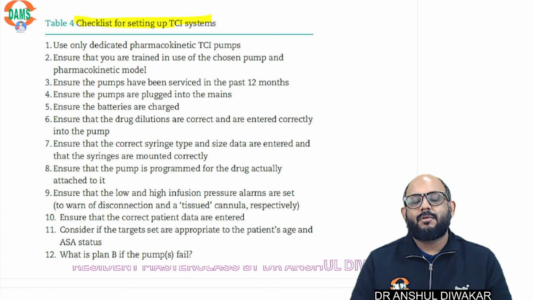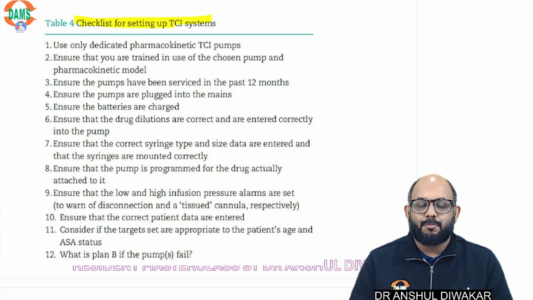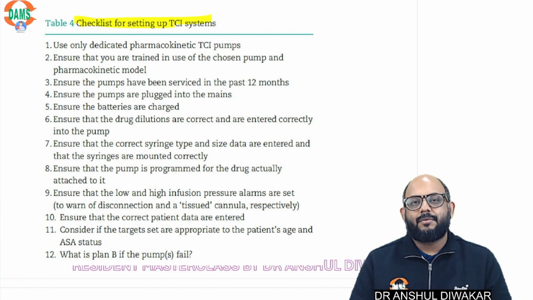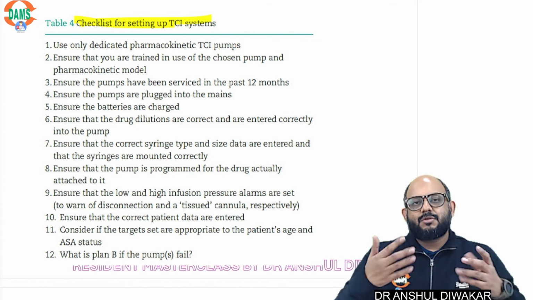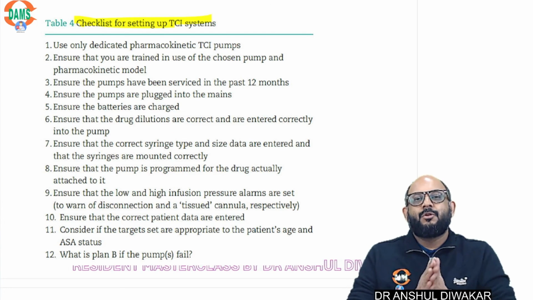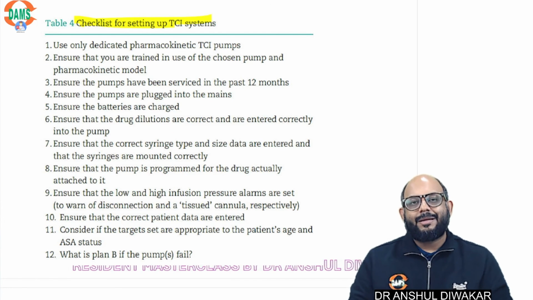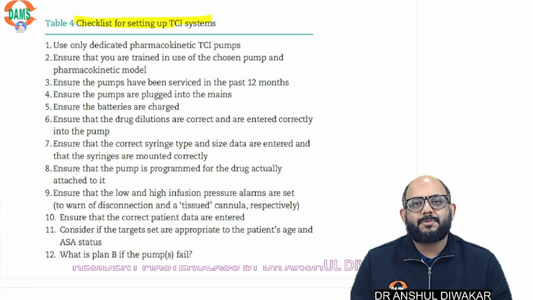I've also not covered the individual aspects of each model, whether it is Eleveld or Marsh or Schnider, and how to set up. And this is one of the topics which is not practiced a lot in Indian theaters. It is something which is now very specific to the Western population. And so don't worry about it.